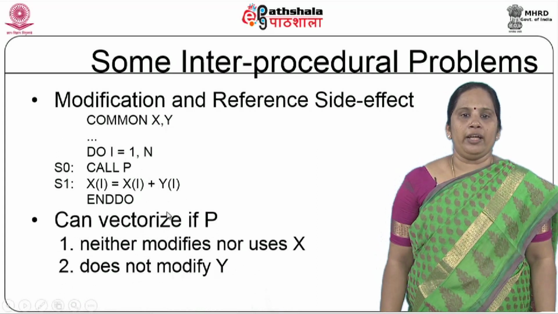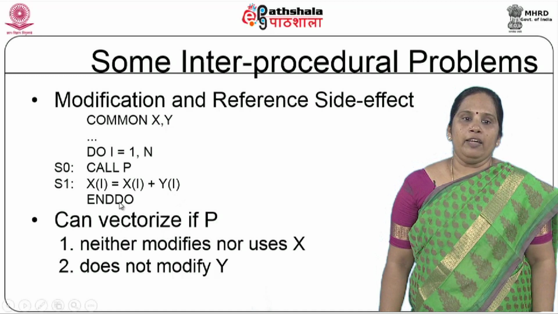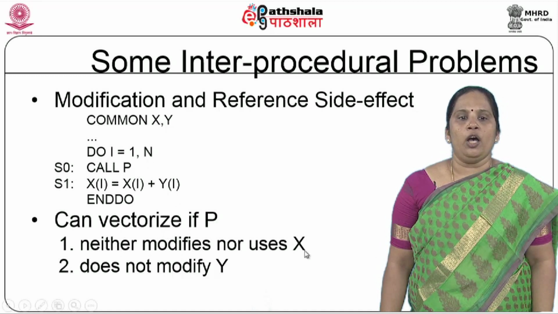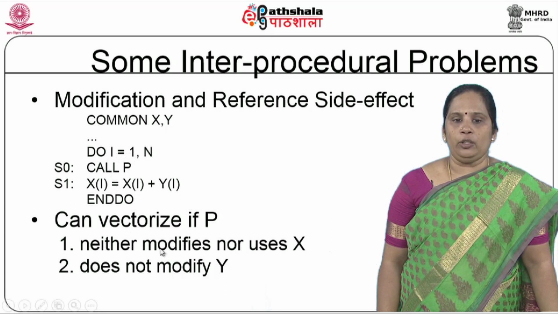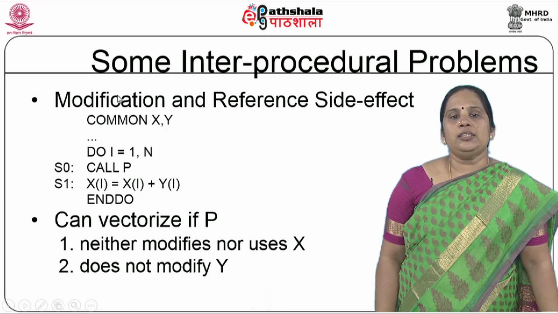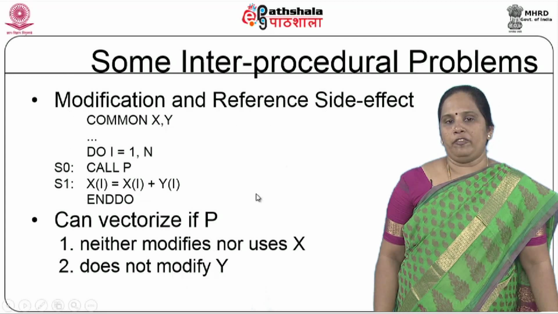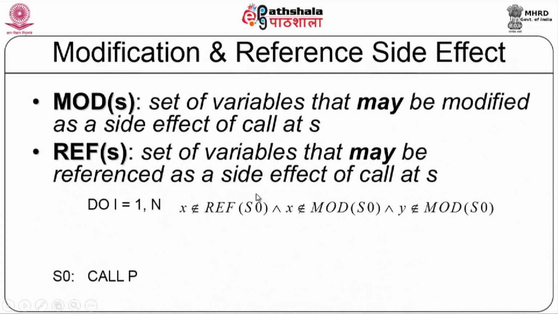So, you can vectorize this loop if the procedure p neither modifies nor uses x, and it is also not modifying y. In that case, I can vectorize it. I can vectorize if p does not do anything with x, y. If it does, that will result in what is called a reference side effect. Here mod of s is the set of variables that may be modified as a side effect of a call at statement s, and reference of s is the set of variables that may be referenced as a side effect of a call at s.